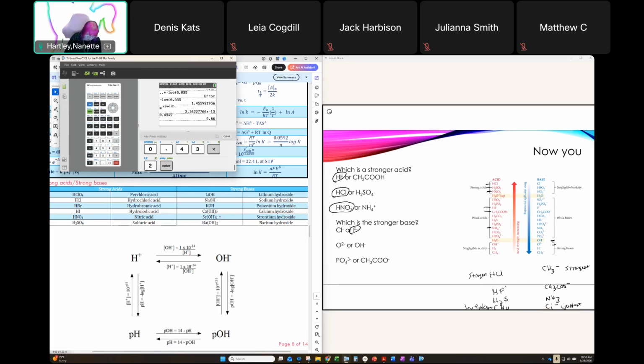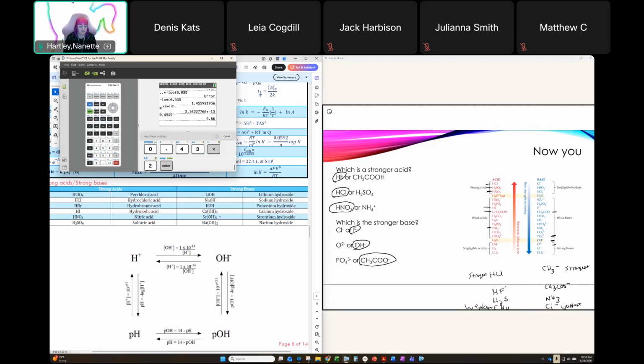So our OH minus is the stronger of those two. And our PO4 3 minus is this guy right here. And our CH3CO minus is here. So this is the stronger of those bases. And again, that's just based on where they are in the chart.